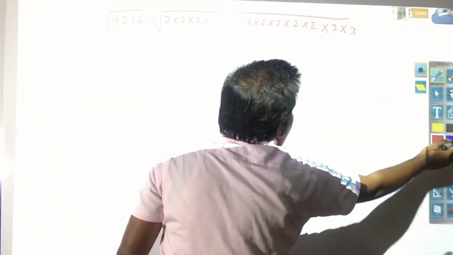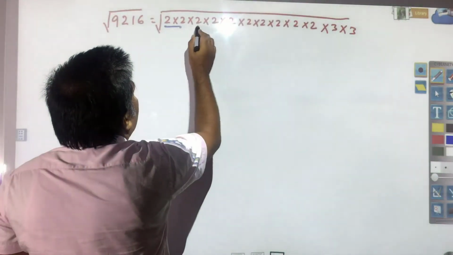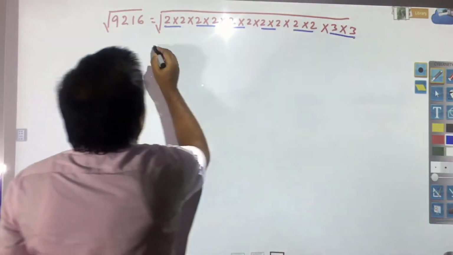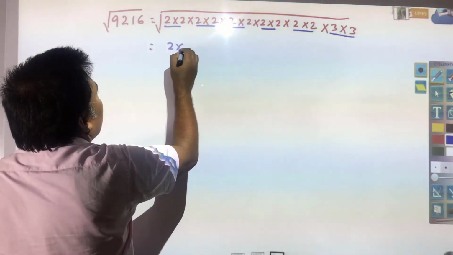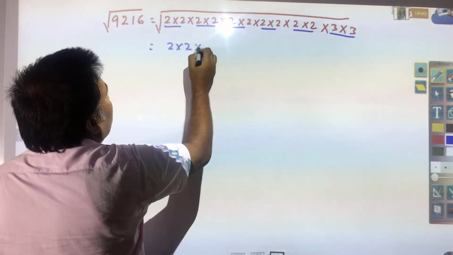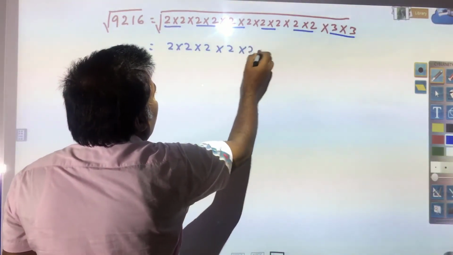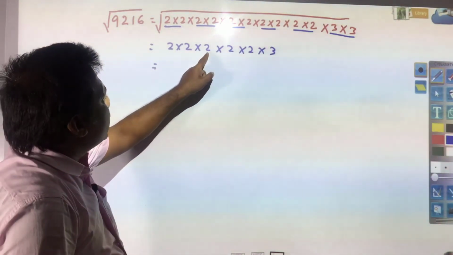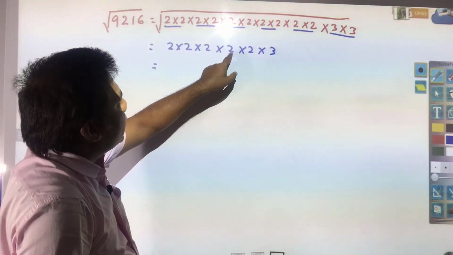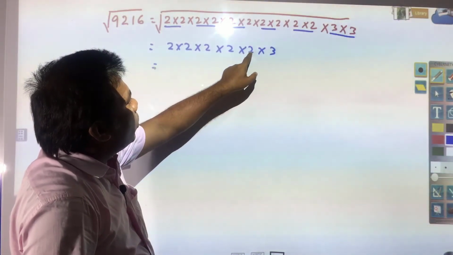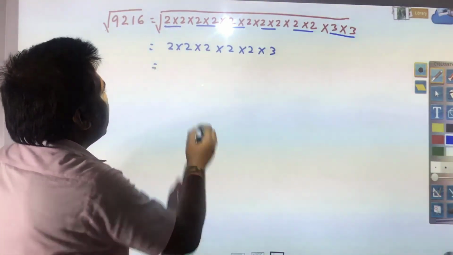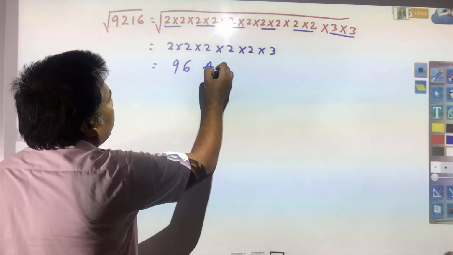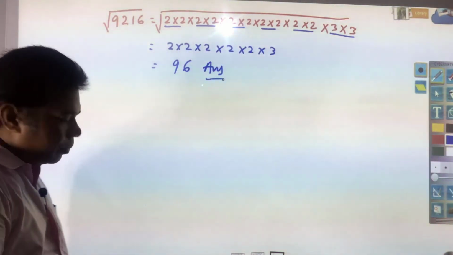It means how many pairs you have? 1 2 3 4 5 and 6. You write down those: 2 into 2 into 2 into 2 into 2 into 3. It means 2 twos are 4, 4 twos are 8, 8 twos are 16, 16 twos are 32 and 32 threes are 96, and this will be your answer.